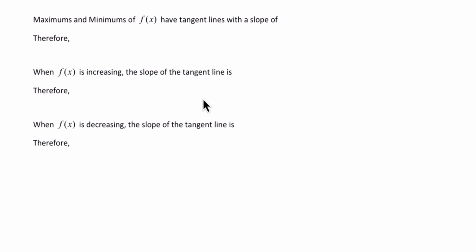Summarizing that, looking at maxes and mins of f, we have tangent lines with a slope of 0. So if the slope of the tangent line is 0 at a given value of x, then f prime must be 0. In other words, we're looking at x-intercepts.